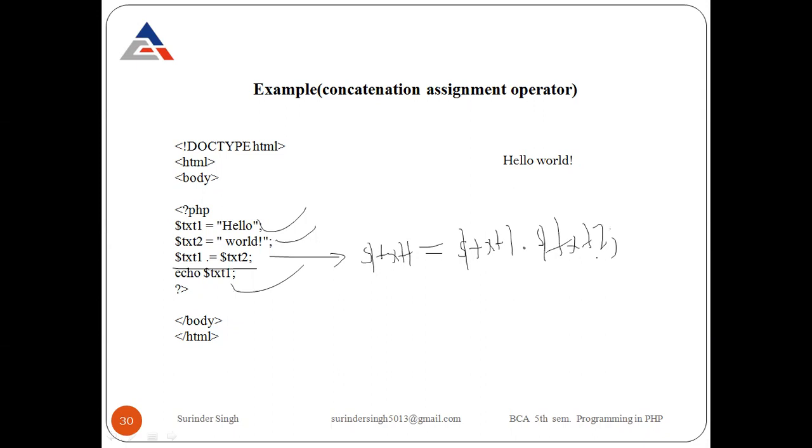Here we have string hello, and here we have string world. Both strings are combined, and the result will be stored in the txt1 variable. Clear?